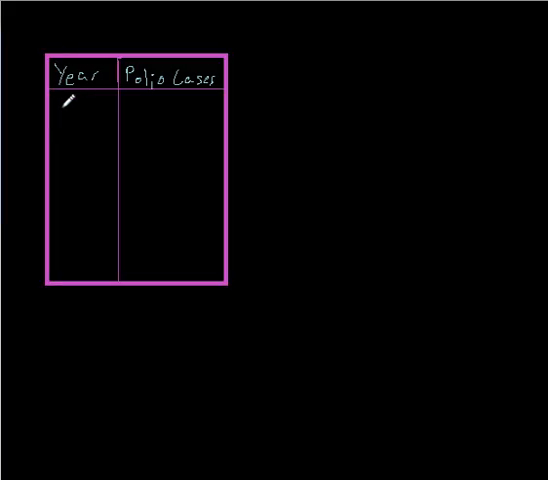So we got the years 1975, 1980, 1985, 1990, 1995, then 2000. And then on the other side, you've got the values, 49,293, and then 52,000.